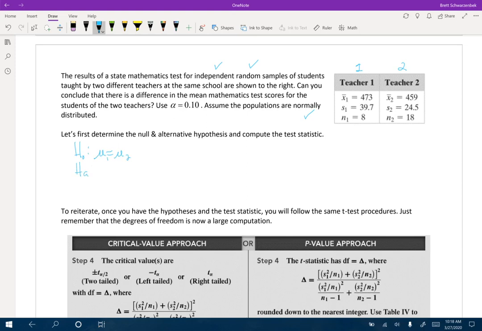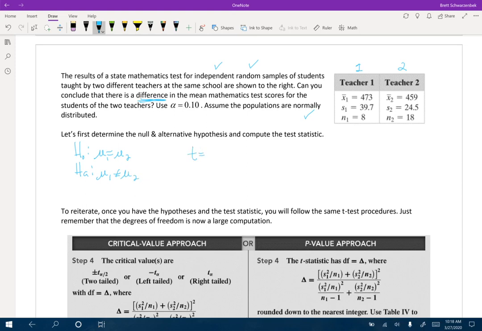The alternative, well, what's the key word here that they say? Well, it says, can you conclude that there is a difference in the mean scores for the students? They don't mention one being larger than the other, so this is clearly going to be a two-tailed test. Okay, so right away we should be able to calculate t.